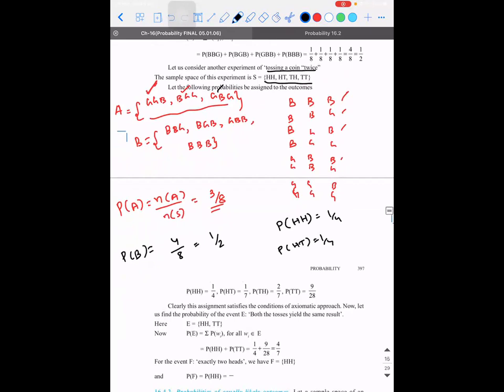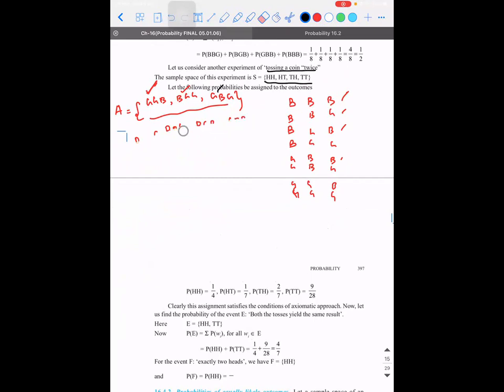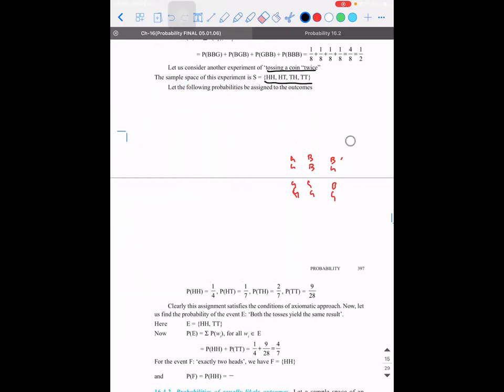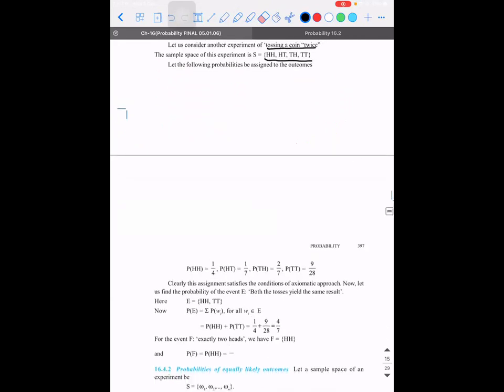Actually speaking, they are supposed to be the same, but in this question, they themselves have given a different kind of probability. So understand what they have told. The probability of head head they have given as 1 by 4. The probability of head tail they have told 1 by 7. The probability of tail head is 2 by 7. The probability of tail tail they have given as 9 by 28.